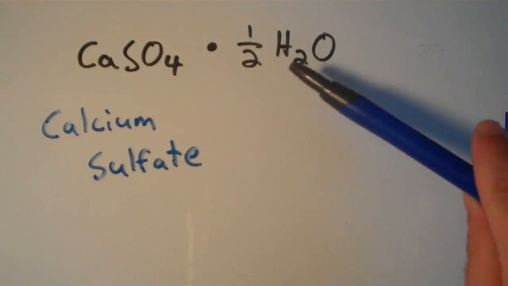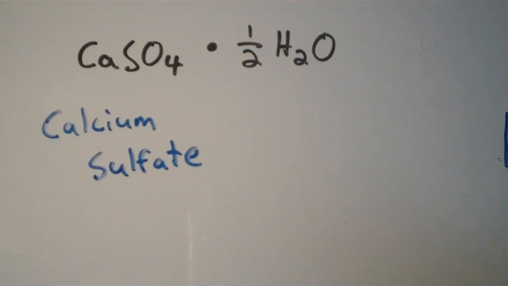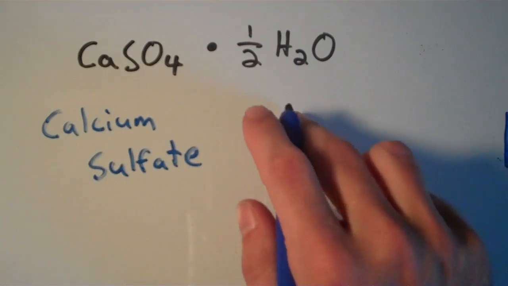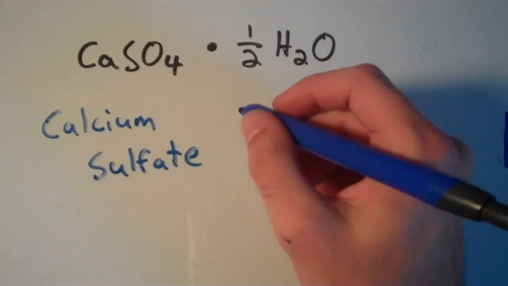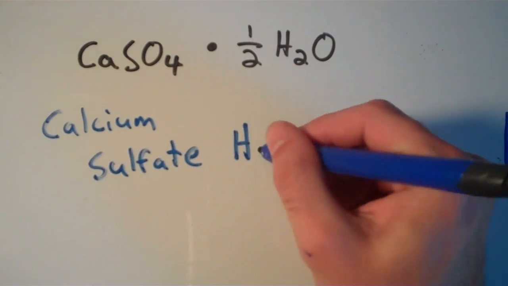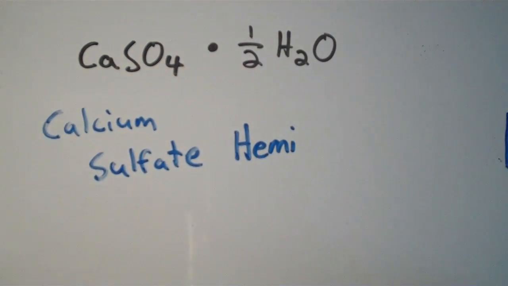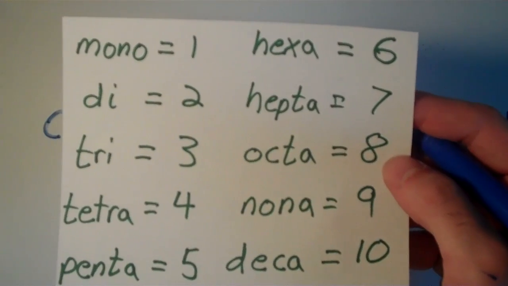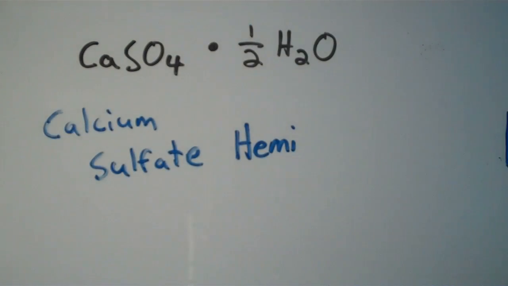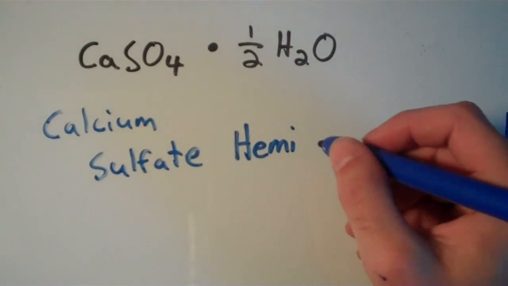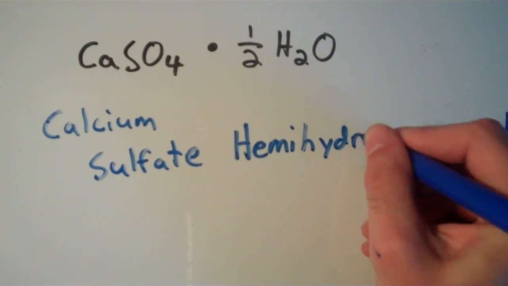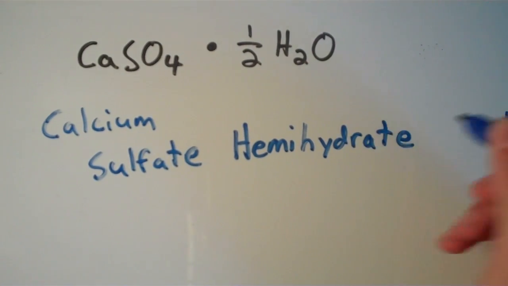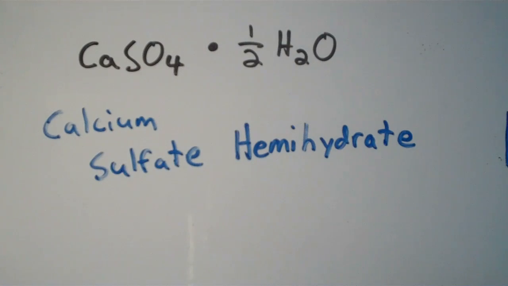But then we have this 1/2 H2O over here, and we have to name that somehow. The prefix for 1/2 is actually hemi. I didn't put it on this sheet, but the Greek prefix associated with 1/2 of something is hemi. So this would be calcium sulfate hemihydrate. So there you go. There's just a little lesson on hydrated ionic compounds.